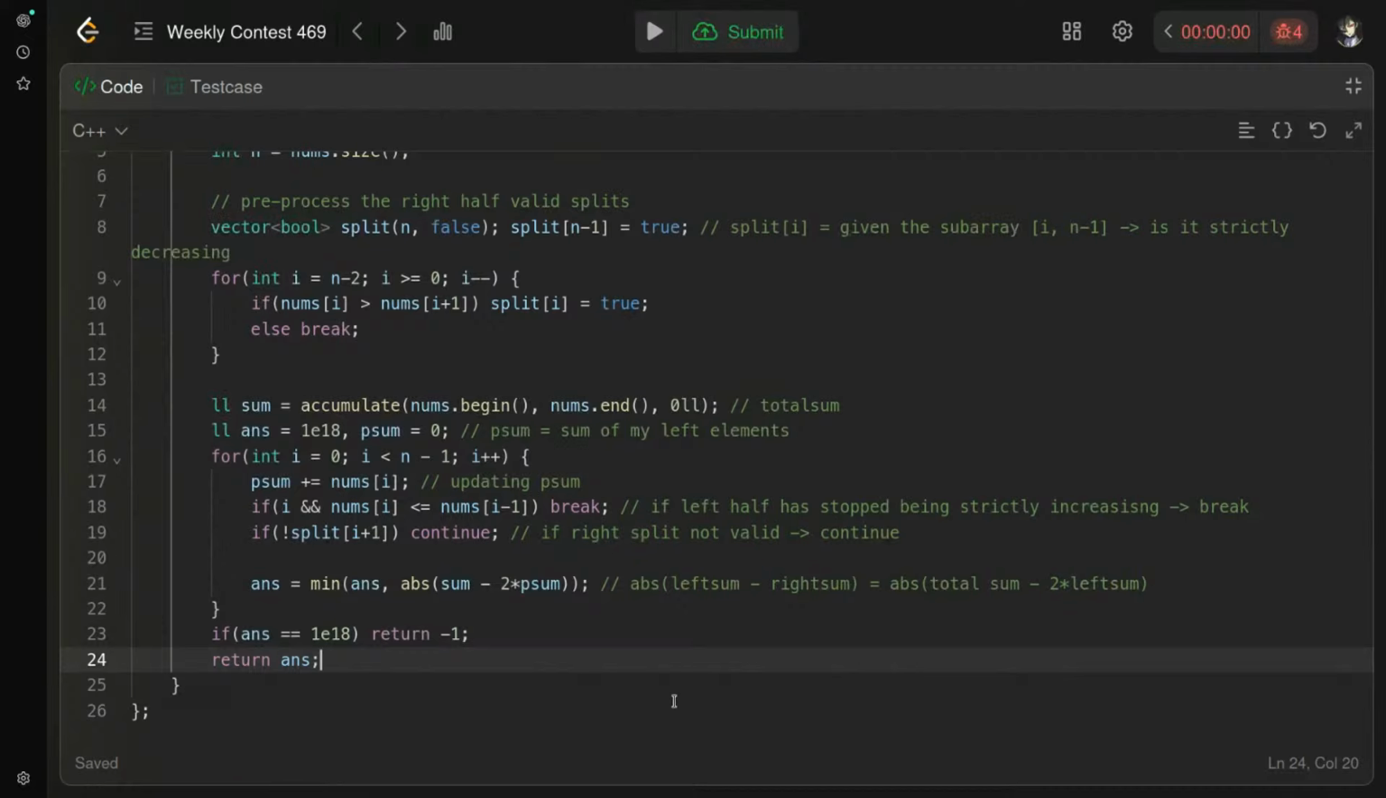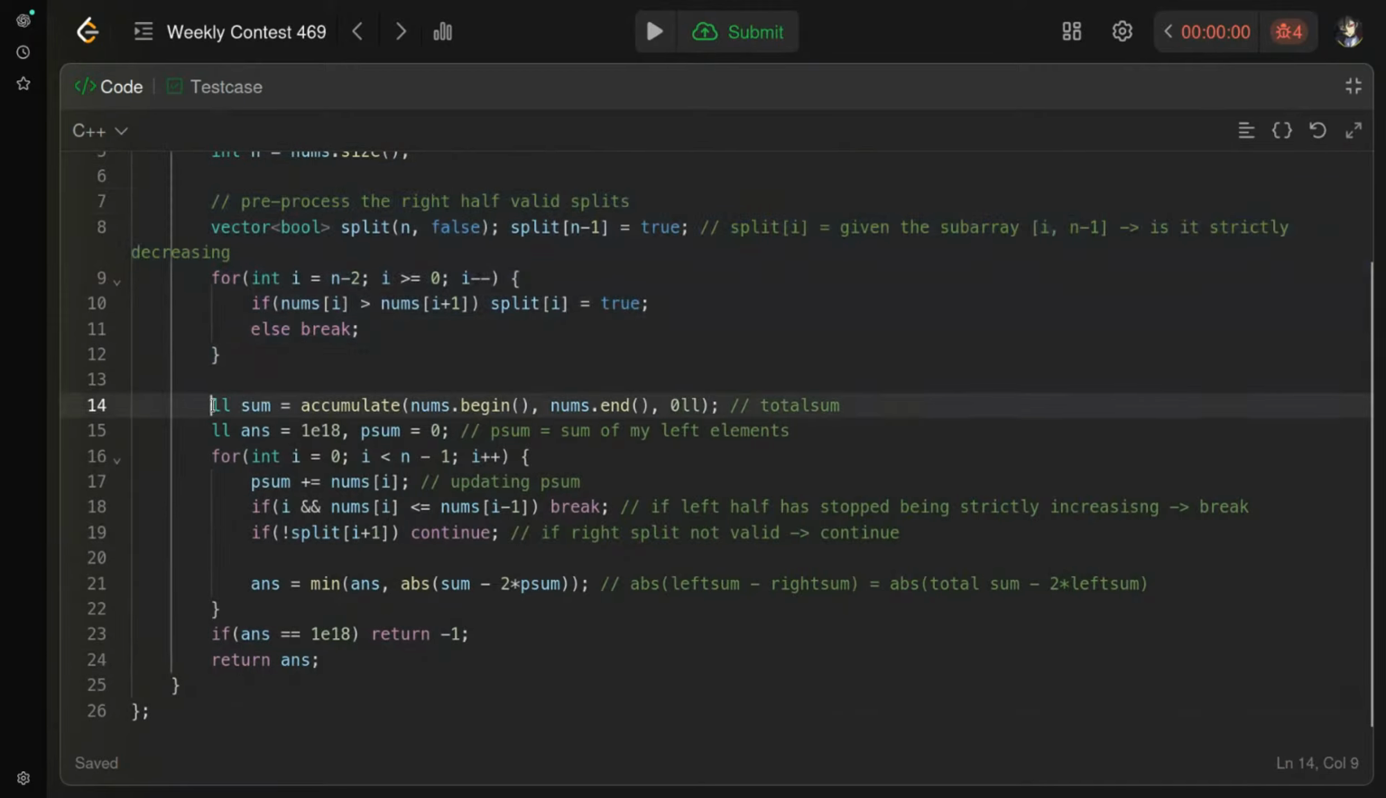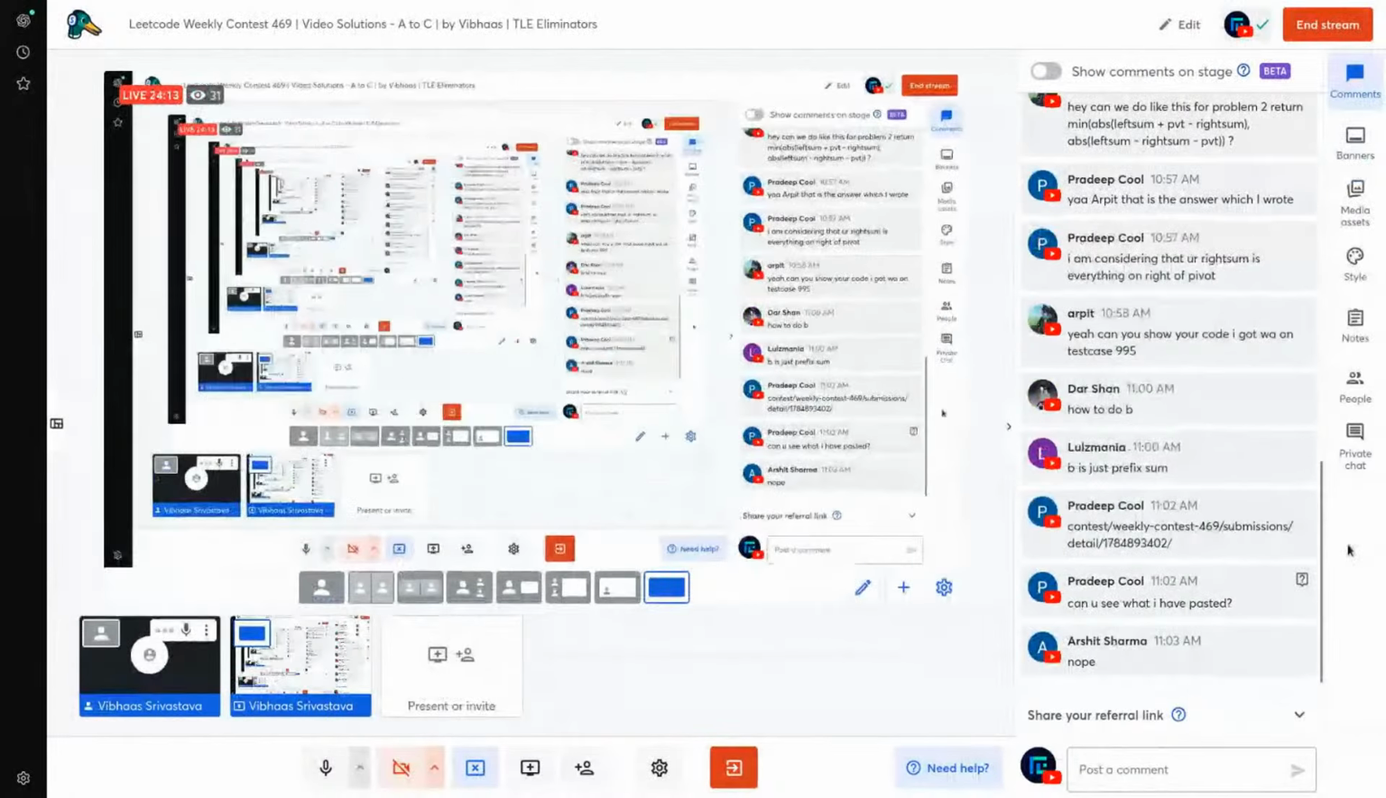I'm sure there are other methods to solve this as well. Like, for example, you can show that there will only be 2 valid splits at most, and using that fact also you can solve it. But this is a very easy and standard way to do it, by pre-processing the right half and then checking for the left half, right?